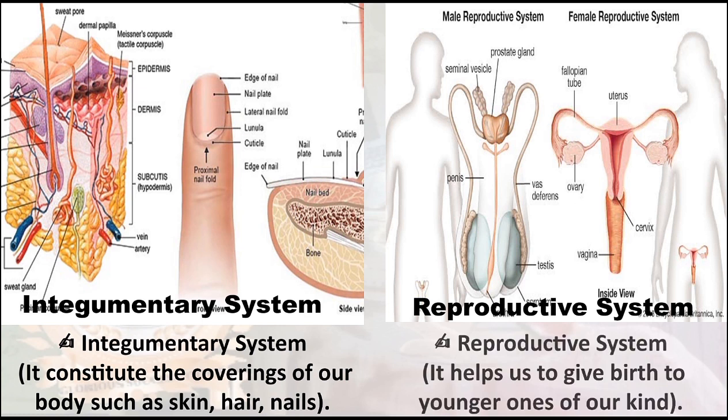So now, when we talk about the reproductive system, it is the system of our body that helps us to give birth to younger ones. Good. We have the male and the female. That's the system that helps us to reproduce. Do you understand it now? Integumentary covers our entire body, while the reproductive system helps us to reproduce, to give birth to young ones of our kind. Please take note of that.